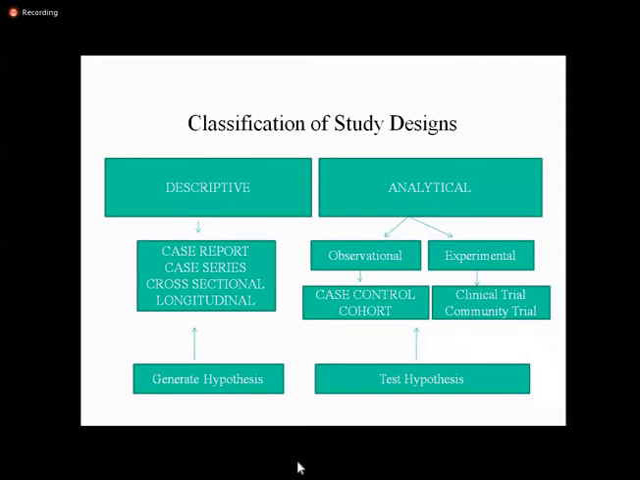For any new disease or rare disease, you go first for the descriptive, defining the patients individually or in groups. But when you have got some information from that, you go one step forward. You have to test the hypothesis and see the relationship between two different factors and the risk factors for the disease. This is the whole idea of how you choose your study design regarding your research objectives.